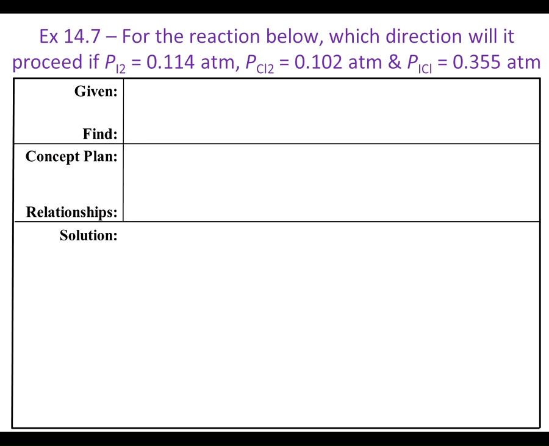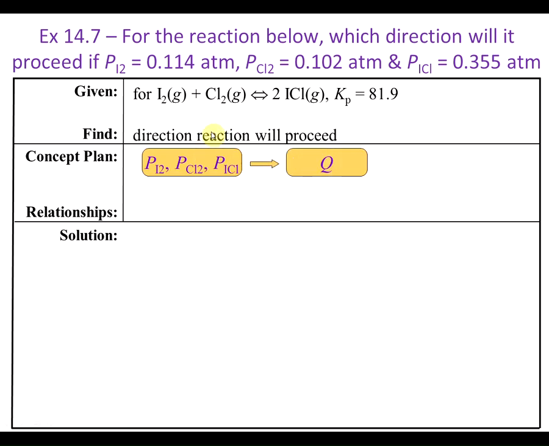This is another problem that we've also done before in class, and we're looking at the reaction of iodine and chlorine coming together to make 2 ICl, and they give us a Kp value of 81.9, and they've also given us the initial amounts of our products and our reactants.